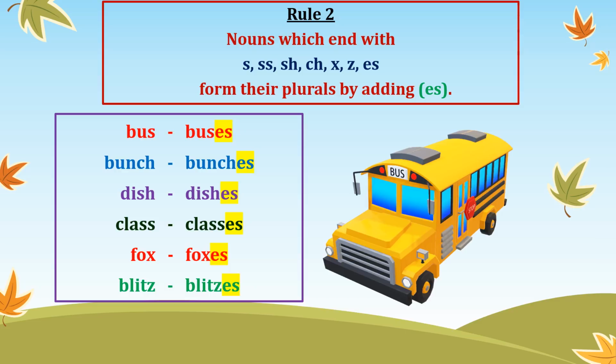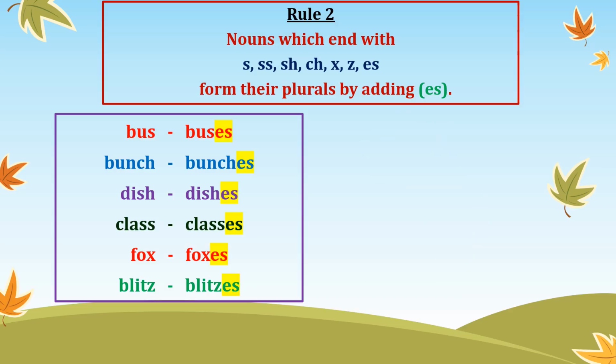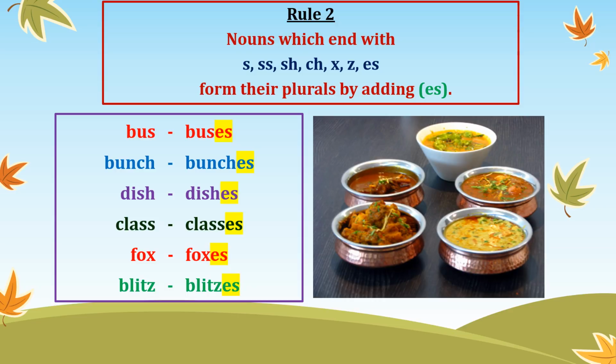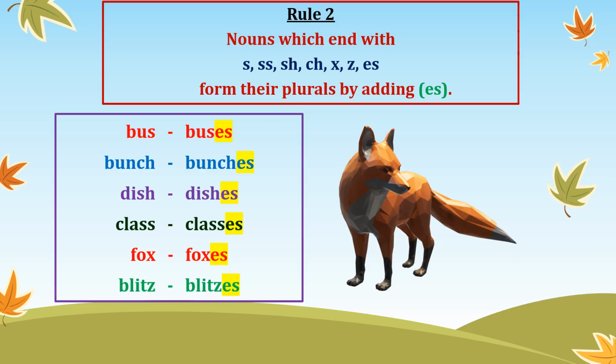Look at the next word. That is bunch. This is ending with ch. Again we have to add es and bunch will become bunches. One dish is known as a dish and again it is ending with sh. So we will add es and it will become dishes. One class is a class and many are classes. One fox is called a fox and this noun is ending with x. So again you will add es to make it foxes.